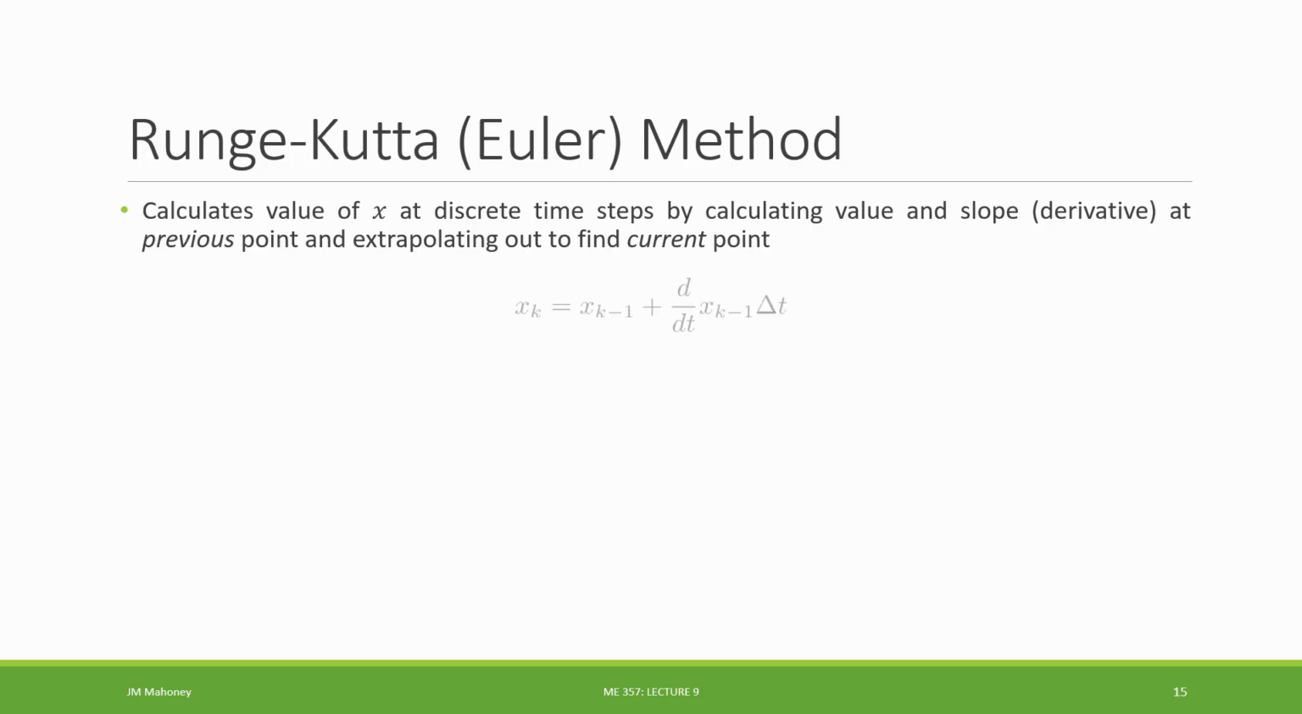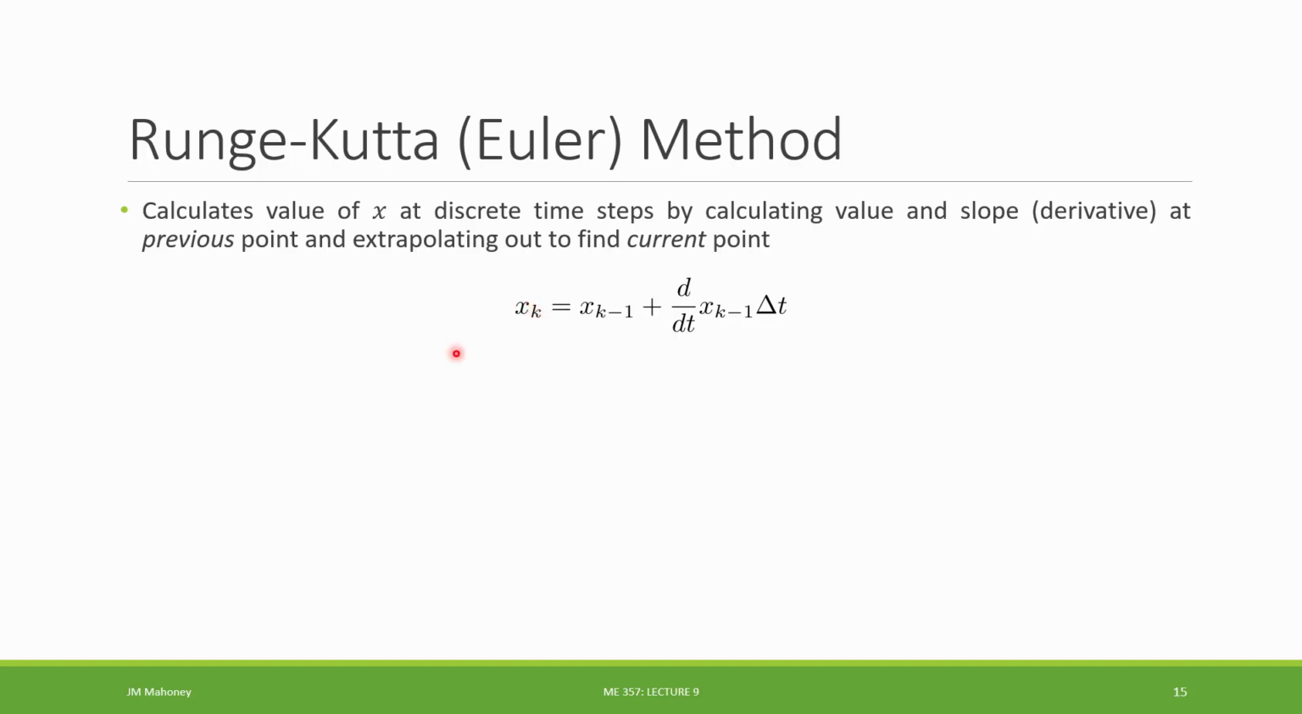So here's the very basic equation that it's using. If we want to know the value of our state variable, let's call it x, at some time k, so this is for the kth step, we can calculate that by knowing the value at the previous step, x of k minus 1, plus the derivative at that same previous step, times our time step, which I'm here calling delta t. So our previous value plus the derivative times delta t is our estimate at x of k, the next time step.